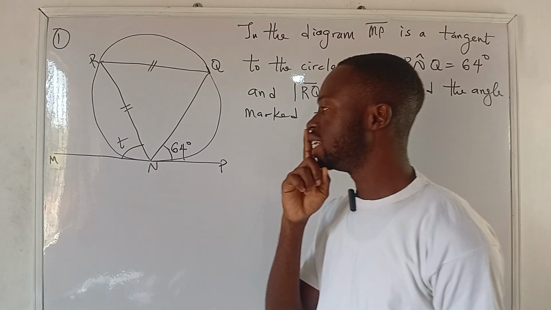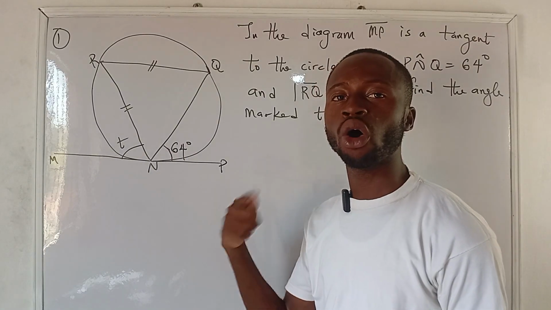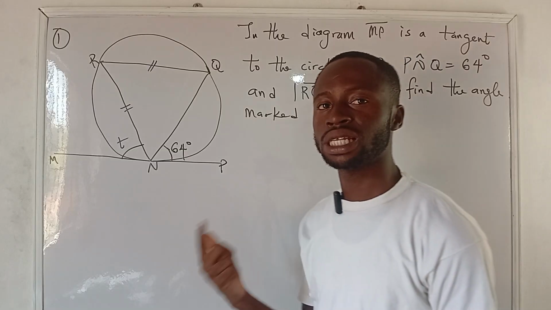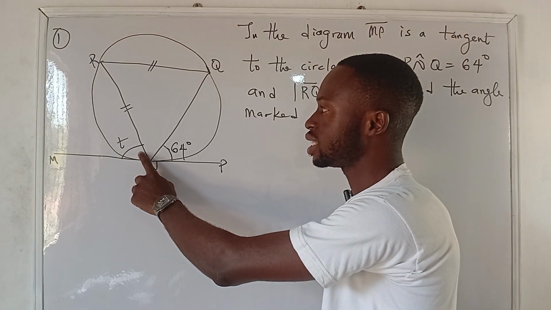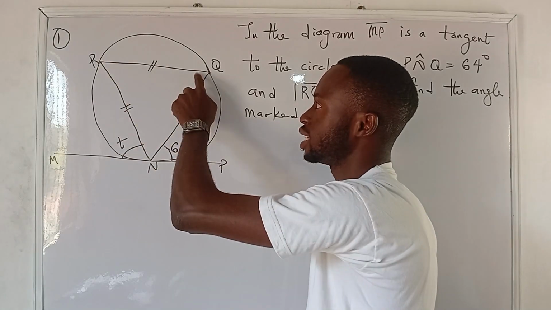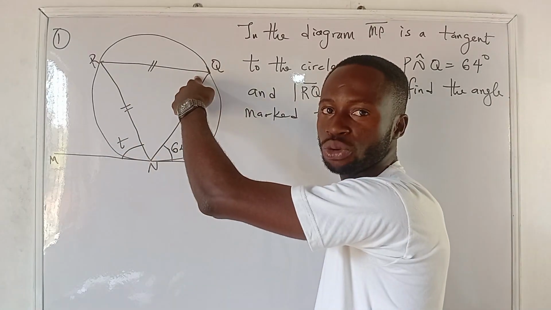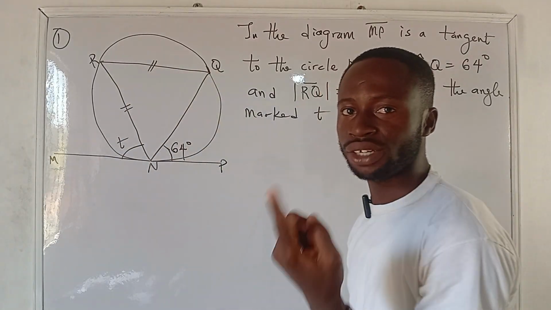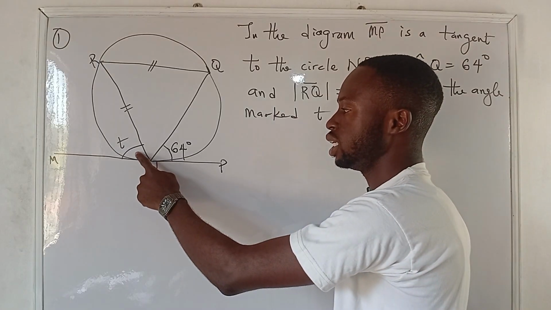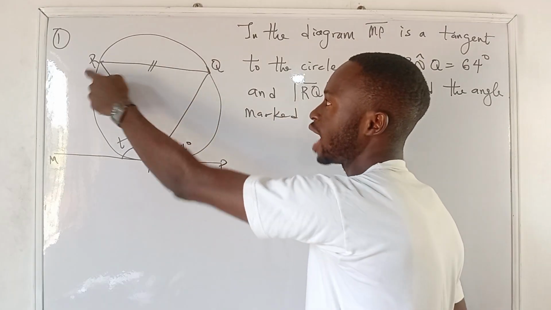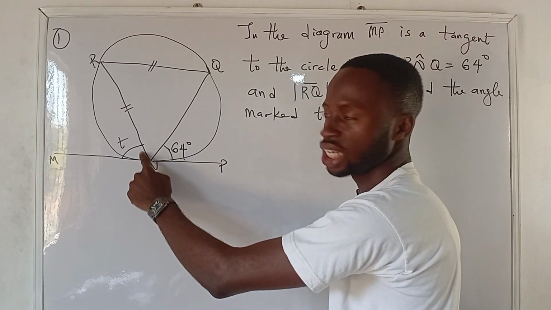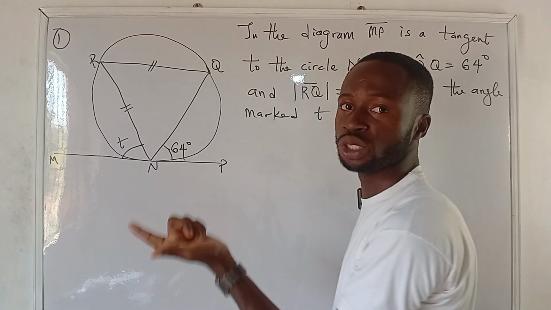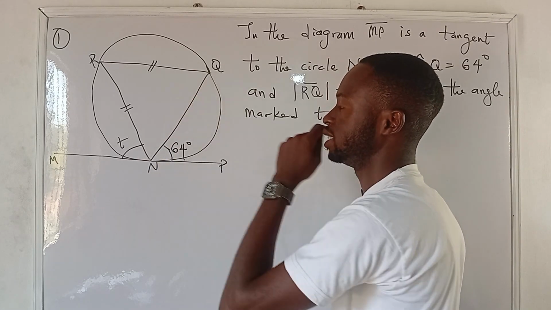Now, if we remember the alternate segment theorem, which states that angles in alternate segments are equal, then T is equivalent to this angle here, that is, the angle in the alternate segment. There is a video on that. So if I can know the value of RQN, that is this angle that is here, because this is alternate to T, then automatically I've known the value of T. Now let's see how we can find this.